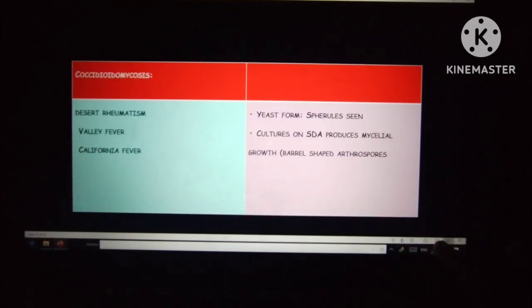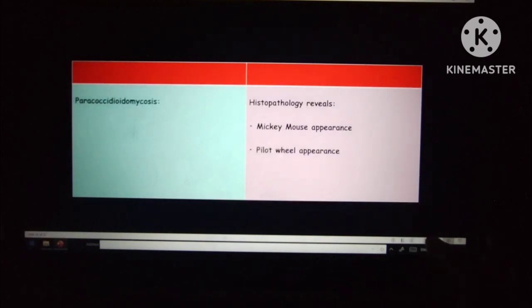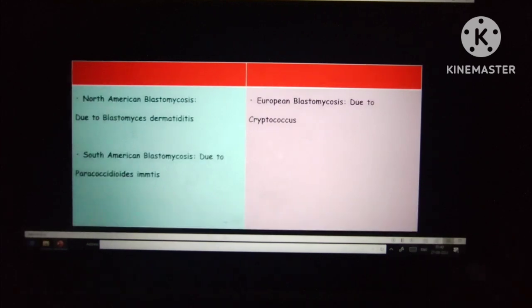Okay. Next, coccidioidomycosis. Here you want to remember the other terms like desert rheumatism, valley fever, California fever. Here in the yeast form, spherules will be seen. Again, I told you about spherules in rhinosporidiosis, and in culture it usually shows barrel-shaped arthrospores. Okay. So for paracoccidioidomycosis, always remember the Mickey Mouse appearance and the pilot wheel appearance.